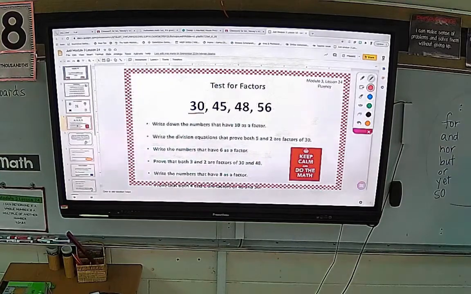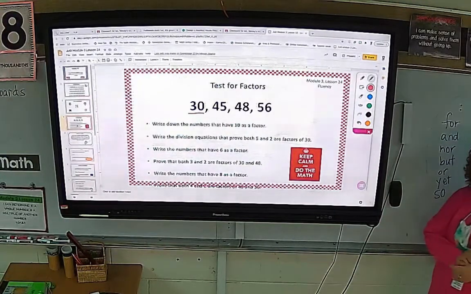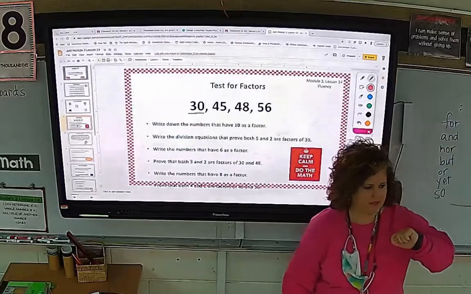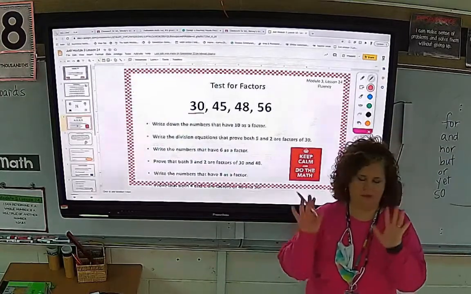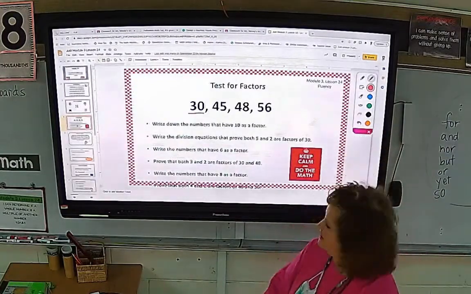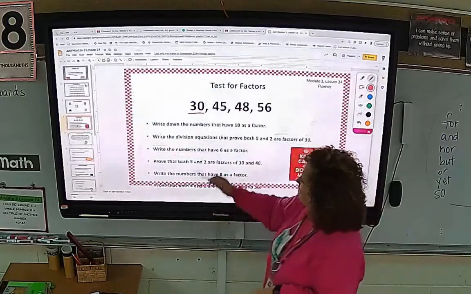What are we going to see in that number? Yeah, a 0. We're going to see a 0 in the 1's place. Okay? All right, look at the second one.